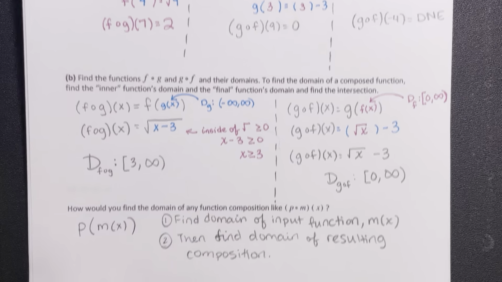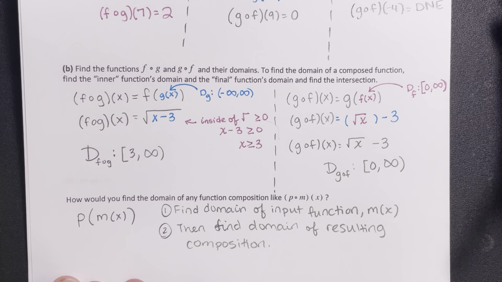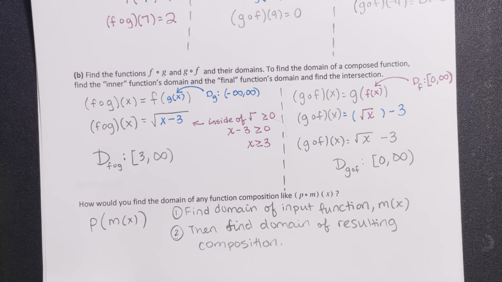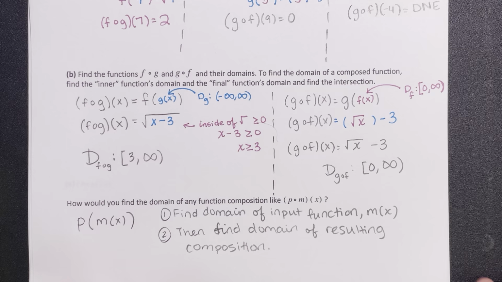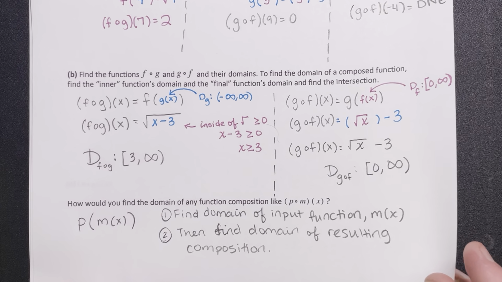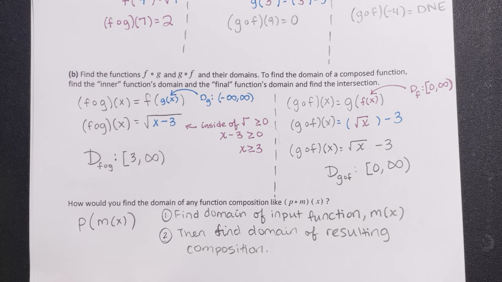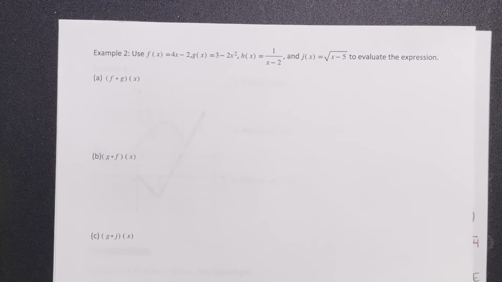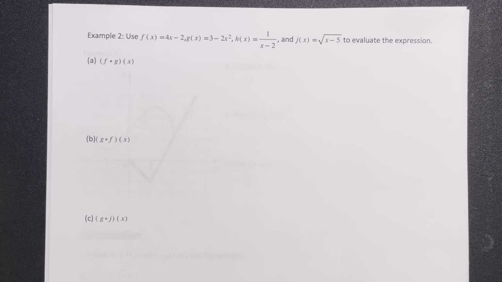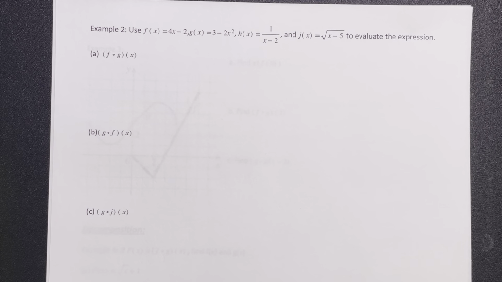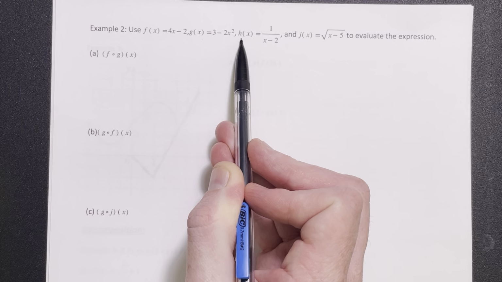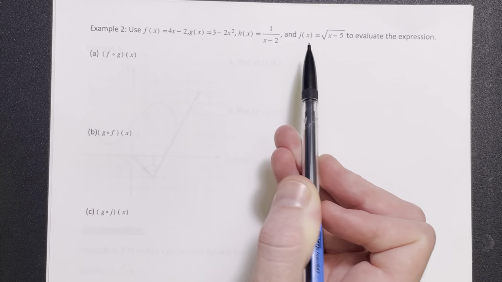We hold on to these same domain restrictions that we've been talking about. So if you see square roots or even any even index radical, those are all going to have domain issues. But also rational expressions where you have x in the denominator, those create domain issues as well. On the next page, you have several examples. We're going to use these four functions at the top. We've got f of x, g of x, h of x, and j of x.